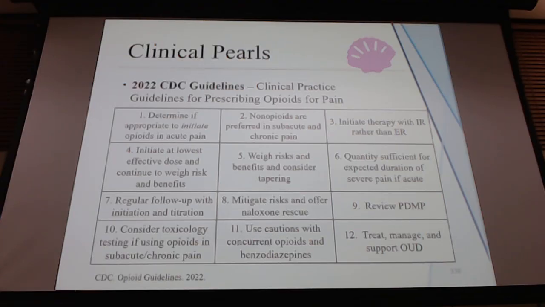Have regular follow-ups whenever you start and increase your dosing. Mitigate risks and offer naloxone. Review the PDMP. Consider tox checks. Use caution whenever someone's on opioids with another CNS depressant, specifically benzos. And then treat, manage, and support folks that are having opioid use disorder.